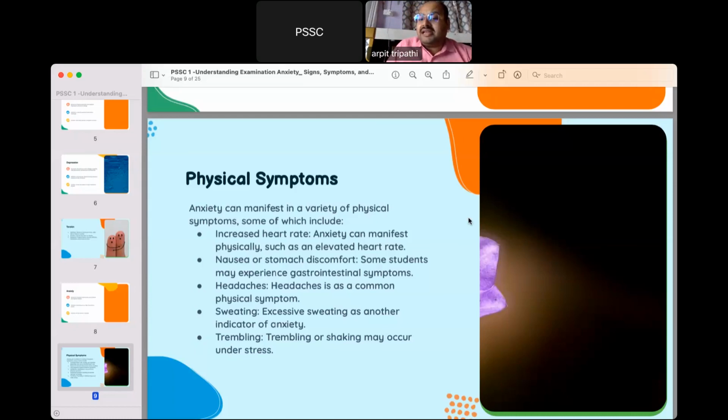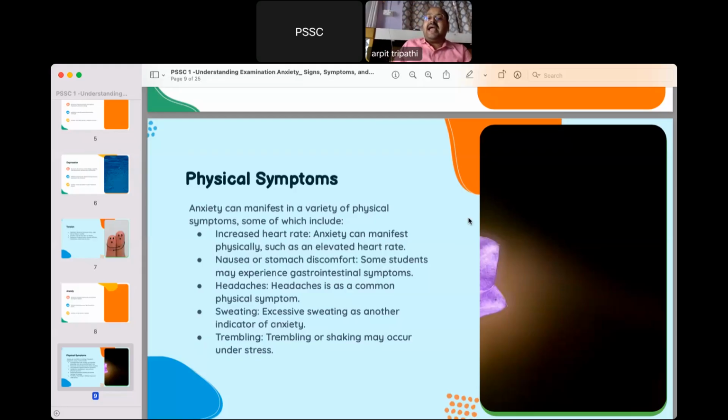Nausea or stomach discomfort. Some students may experience gastrointestinal symptoms, headache. If you find a child sitting with the head down on the table, go talk to the child. Ask the child, how are you? What has happened? Brief me, tell me. Let me see how I can help you. Because when you give a kind of comfort zone to a child by talking to them in a positive manner, it will reduce the common physical symptom such as headache.